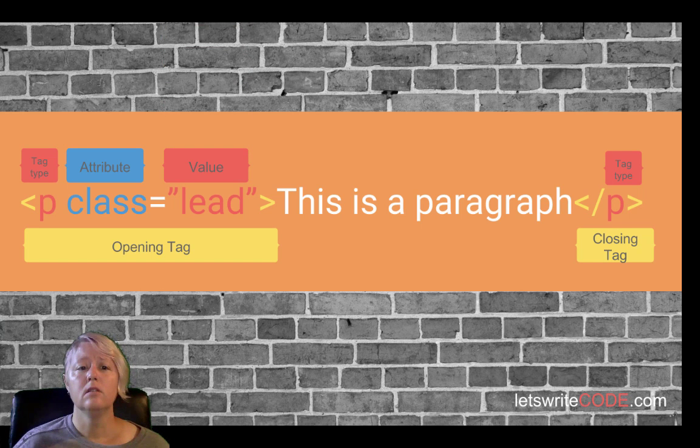And that attribute is going to have a value. The value will be inside quotation marks. So for the attribute class of this particular paragraph tag, the value of the class is lead. It doesn't matter what that means. We'll learn that later. Just note that inside an opening HTML tag, there may be attributes that have values.